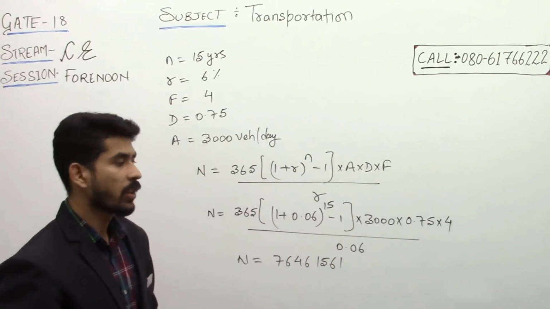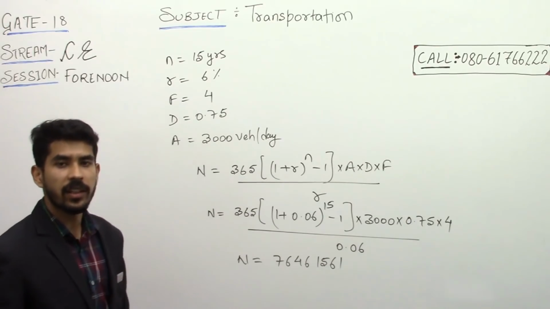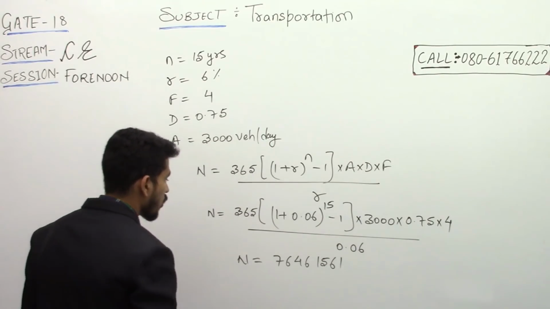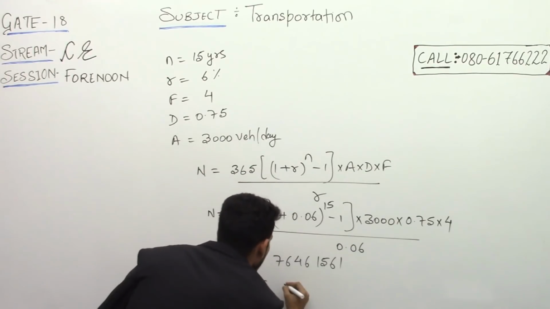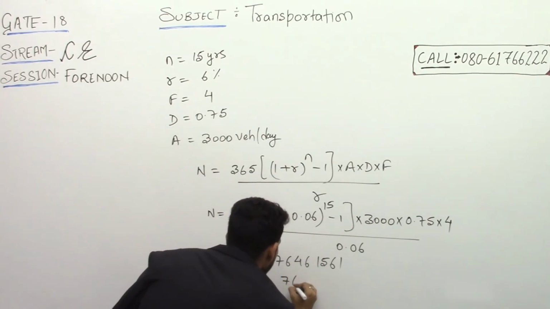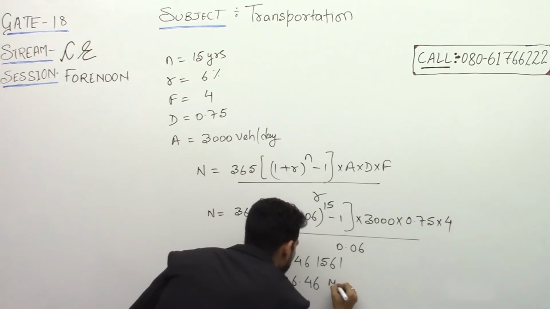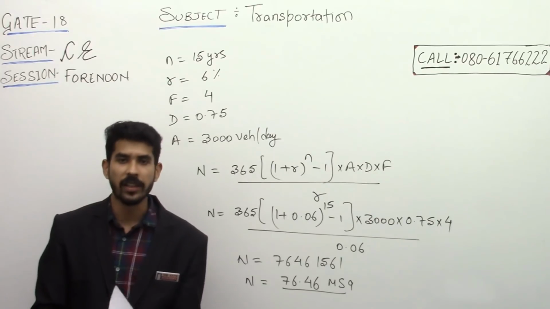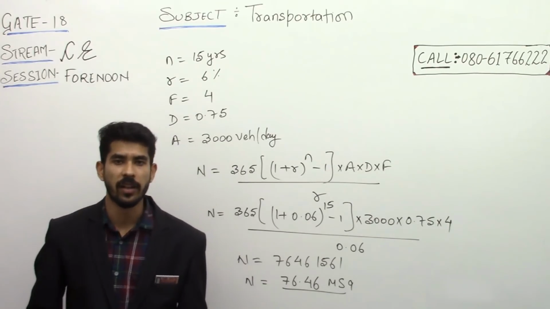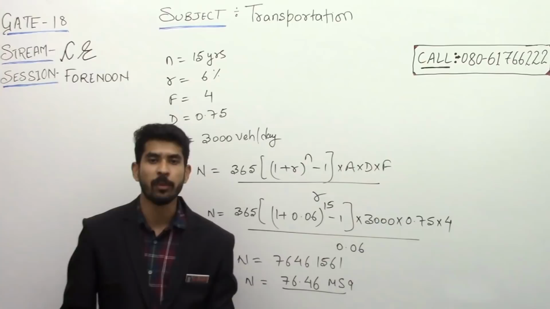So n equal to 76461561. This is in standard axles, and since he is asking in million standard axles, n will be equal to 76.46 MSA. So the answer came out to be 76.46 million standard axles. Again, it's a memory based question.